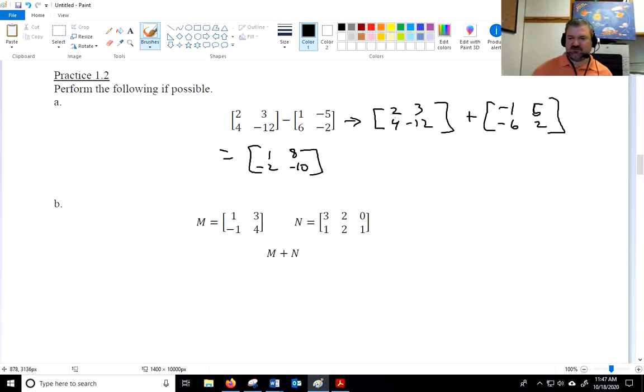2 minus 1 is 1. 3 plus 5 is 8. 4 minus 6 is negative 2. Negative 12 plus 2 is negative 10. Makes it a lot easier, I think. So then you just look at the sign. If it's a negative, subtract. If it's a positive, add it.